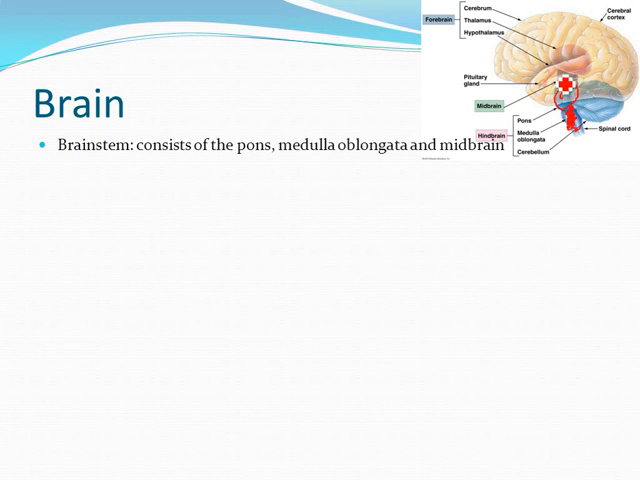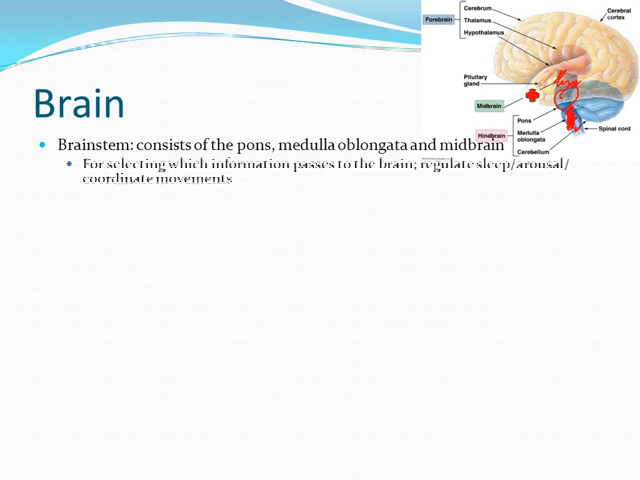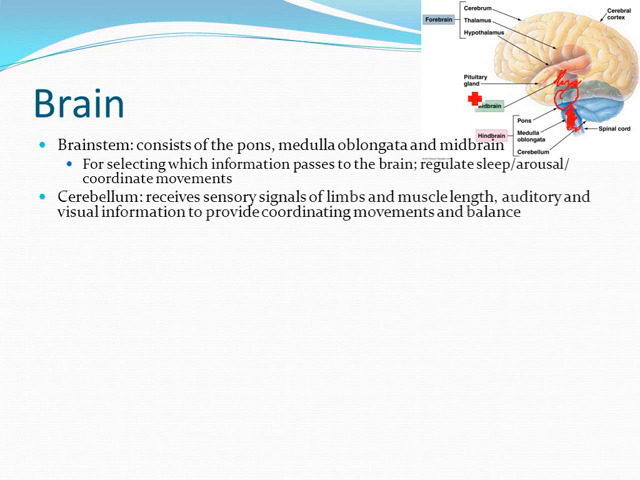So the pons, medulla oblongata, and the midbrain here. So this is all a part of the brainstem. Its function is to help allow some information to pass through the brain. It selects what kind of information to pass through the brain. It helps us regulate our sleep and arousal, and also helps with coordinated movements as well.